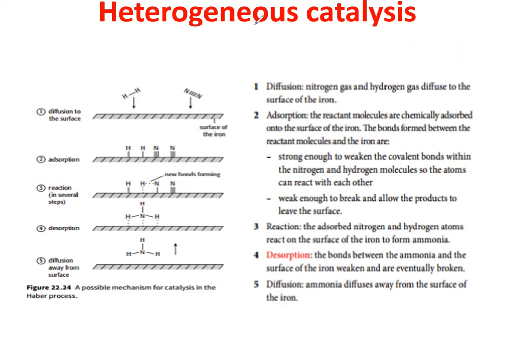Now, whenever we have a heterogeneous catalyst, in the majority of cases these are solids. The reactant first diffuses on the surface of the solid. Let's take the example of ammonia manufacturing only. We have hydrogen and nitrogen. Both the reactants will get diffused, and after getting diffused, they'll get adsorbed.